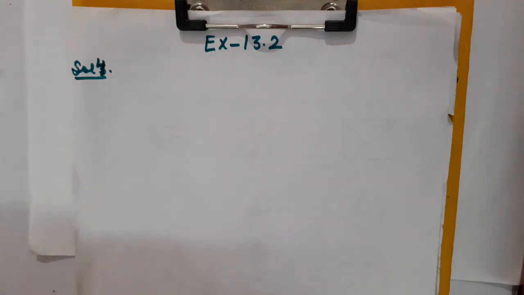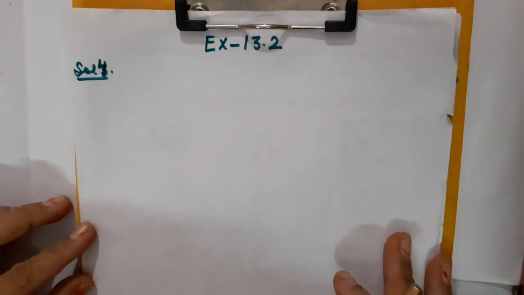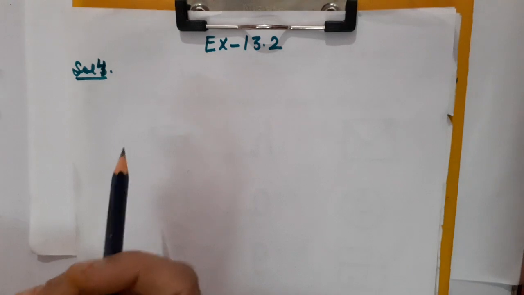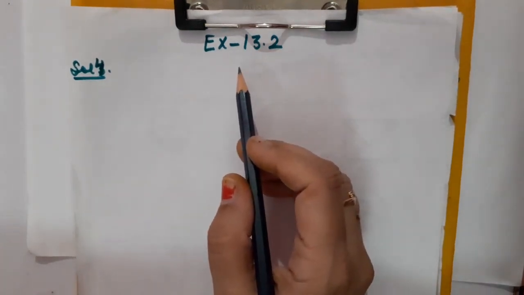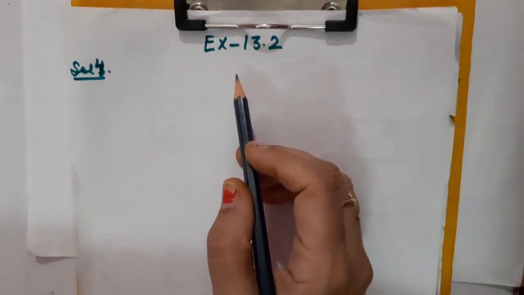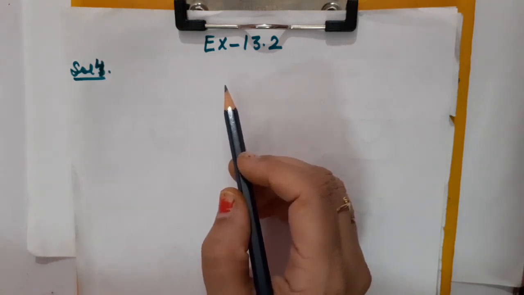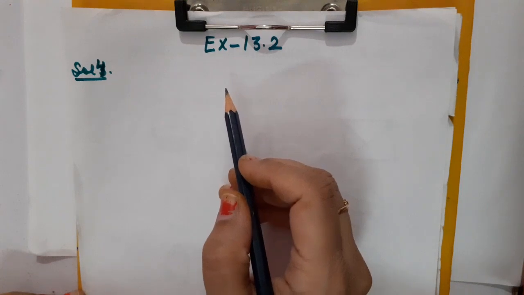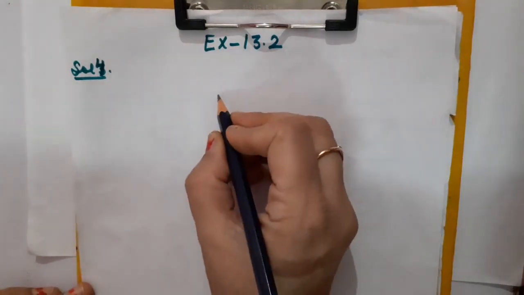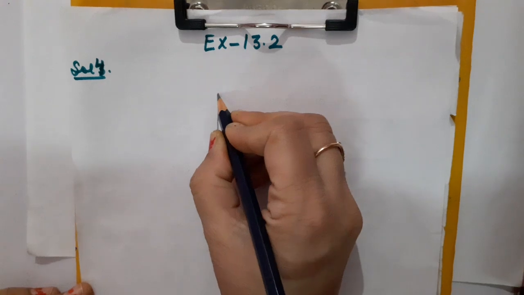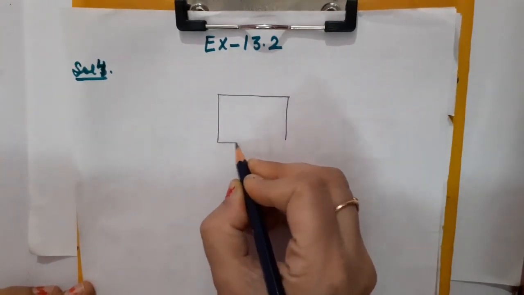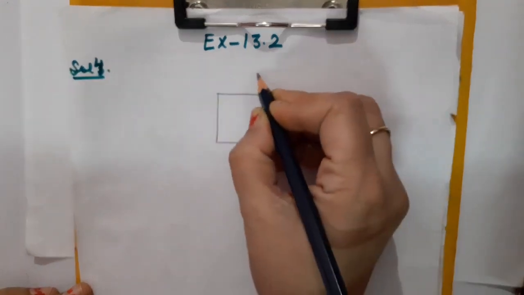In my previous lecture, lecture number 2 of the 13th chapter, I completed up to question number 3 of exercise 13.2. So today I am going to start with question number 4. Everybody please listen to the statement carefully. A pen stand made of wood is in the shape of a cuboid. So let us make a cuboid first of all. Basically it is a pen stand, and it is made up of wood.